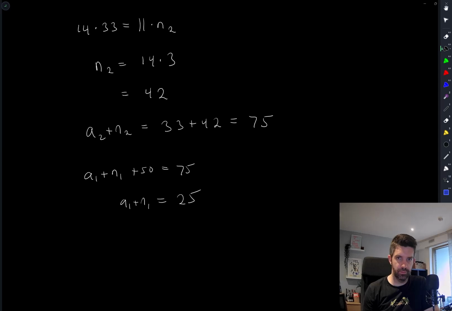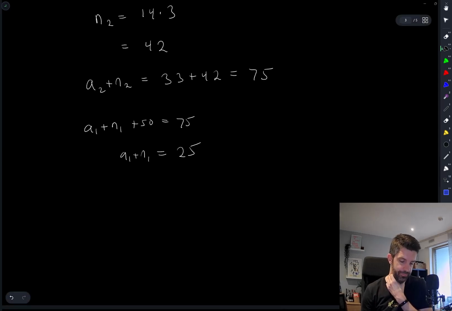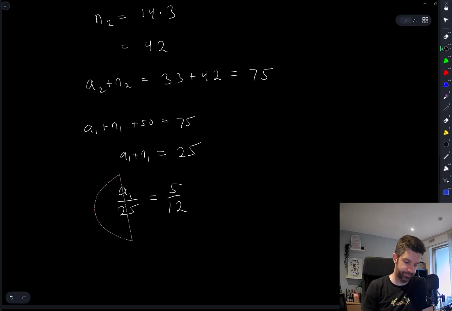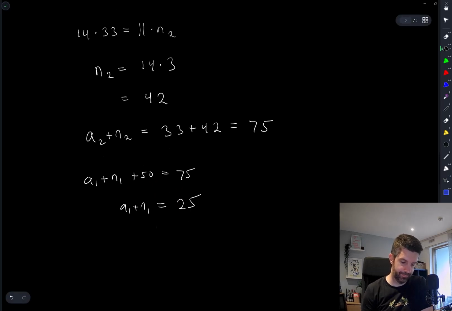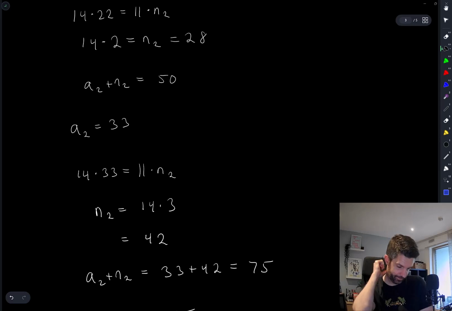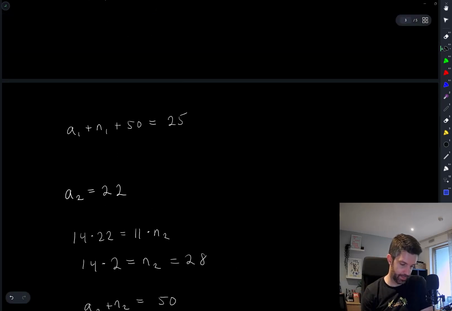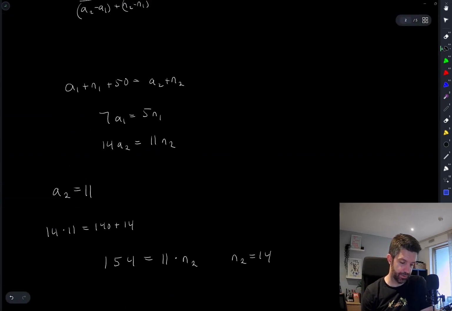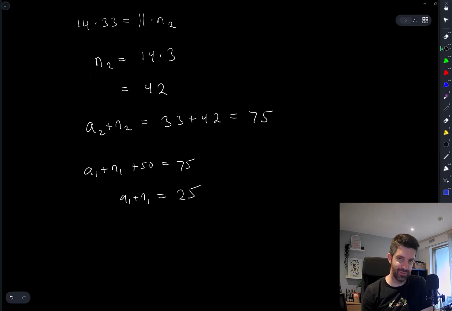Well, this doesn't really work either because I need A1 over 25 to be equal to 5 over 12. And that's not possible. Okay. I don't really want to just keep guessing and checking here, but I feel like we'll get there eventually this way.